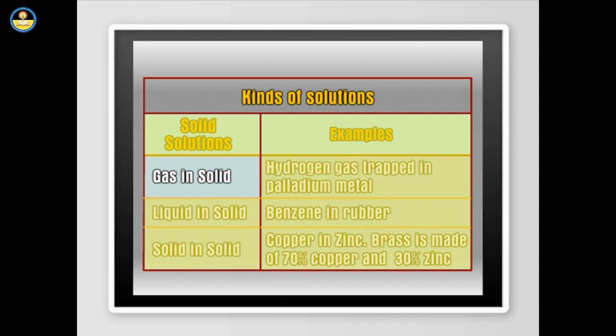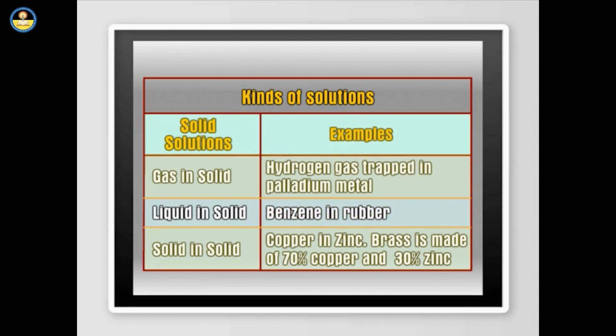Solid solutions. Gas in solid: hydrogen gas trapped in palladium metal. Liquid in solid: benzene in rubber. Solid in solid: copper in zinc. Brass is made of 70% copper and 30% zinc.